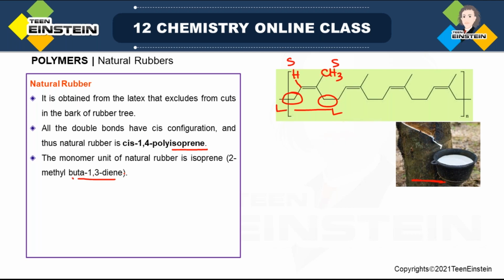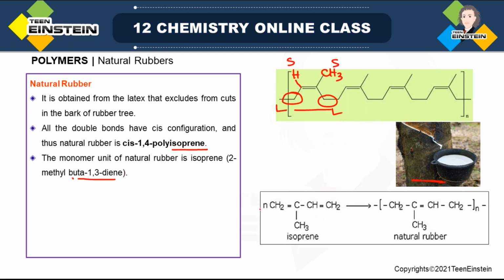So it will be a 4 carbon chain with double bonds at the 1 and 3 positions. So this is carbon number 1, this is 2, this is 3, and this is 4. So at carbon number 1 and carbon number 3, there are double bonds present. That is why it is 1,3-butadiene or buta-1,3-diene. And at the 2 position there is a methyl group also. And that is why the IUPAC name will be 2-methylbuta-1,3-diene. But mostly it is known as isoprene. And the polymer is natural rubber.